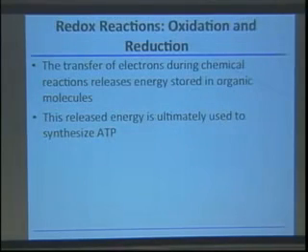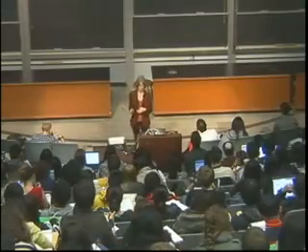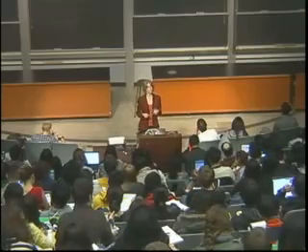Okay, and so all of these reactions, or virtually all of them, turn out to be redox reactions. They involve oxidation and reduction. This means the transfer of electrons during these chemical reactions. And as we're going to see, that electron transfer is a way that the cell is able to harvest some of the energy that is released during the breakdown of these more complex molecules and use it eventually to synthesize molecules of ATP.